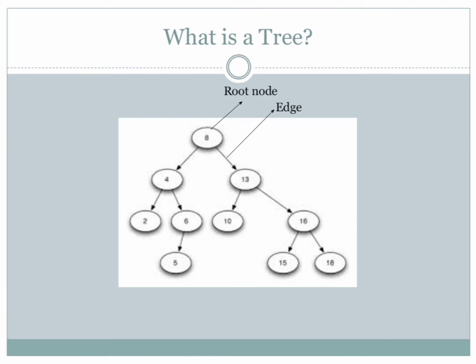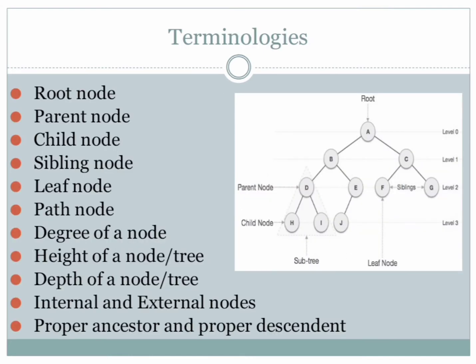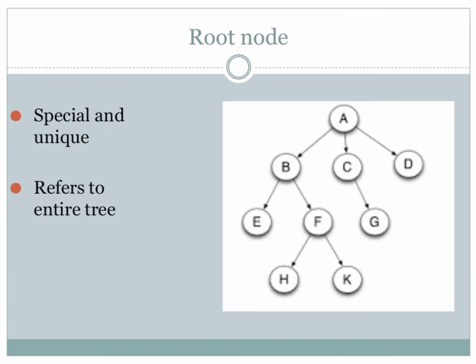Now let us see the main terms that will be used while learning about trees. They are root node, parent node, child node, sibling node, leaf node, path node, degree of a node, height of a node or tree, depth of a node or tree, internal and external nodes, proper ancestor and proper descendant. In the example tree given, levels of a tree are represented from 0 starting from the root node and it ends at the leaf nodes. So it goes on in a hierarchical structure so that the levels get increased as they go down.